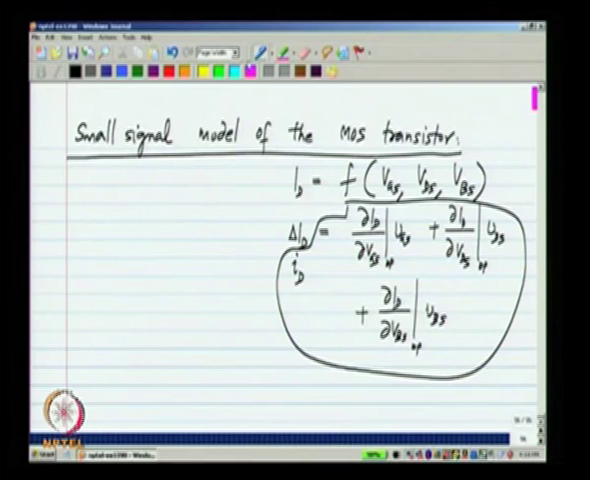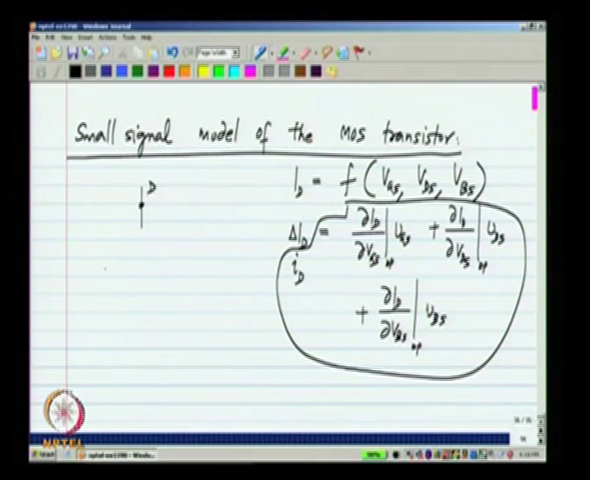And this behavior is what is captured by the small signal model of the MOS transistor. Okay. So, first of all, to represent the dependence of ID on VGS, we need to have a control source. This is a linear control source, like everything in the small signal model is linear, and the value of the control source is dou ID by dou VGS. Okay.